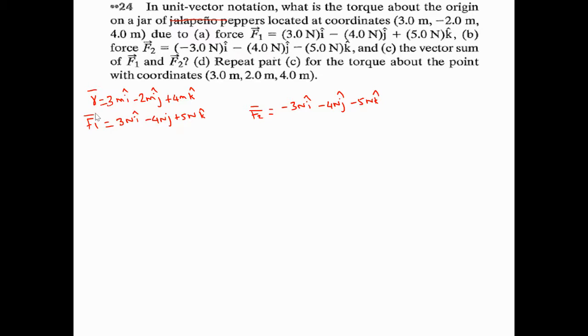You have a jar at some location and its coordinates are given, and that coordinate is nothing but my position vector r. The coordinates are 3 meter, minus 2 meter, plus 4 meter, that means 3 meter i cap, minus 2 meter j cap, and plus 4 meter k cap, which is the position of the jar. You are applying two forces. The first force is 3 Newton i cap minus 4 Newton j cap plus 5 Newton k cap. The second force is minus 3 Newton i cap minus 4 Newton j cap minus 5 Newton k cap.